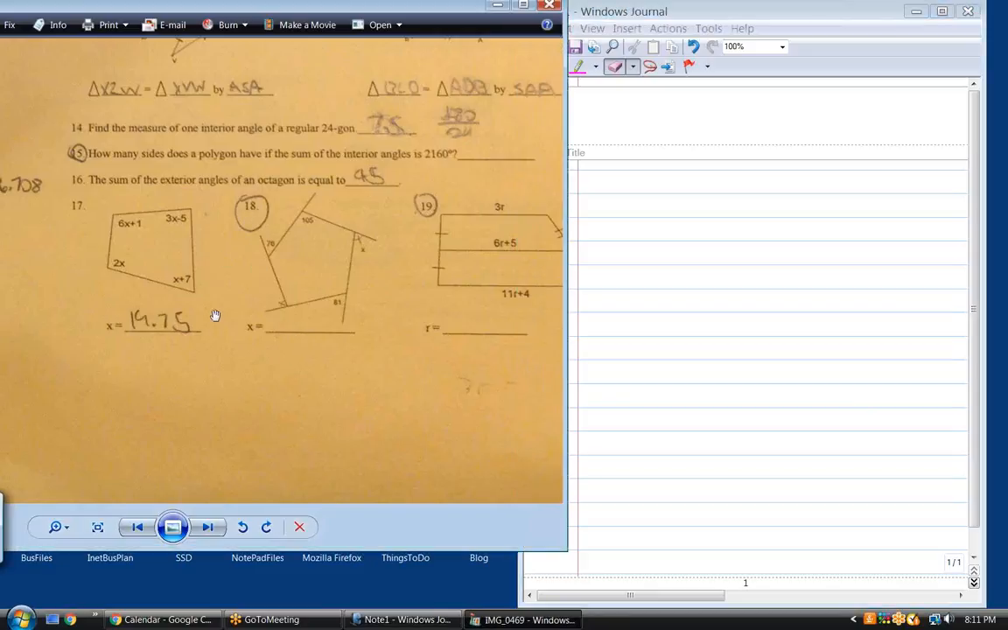18 next. Trying to read 18. What is x? X is this angle right here? Yes. What's this say? 81. And that's x. Yes.